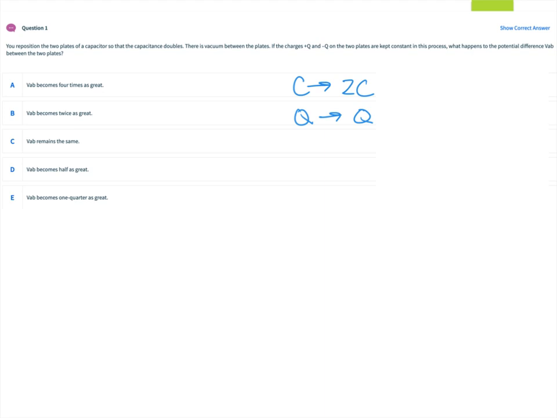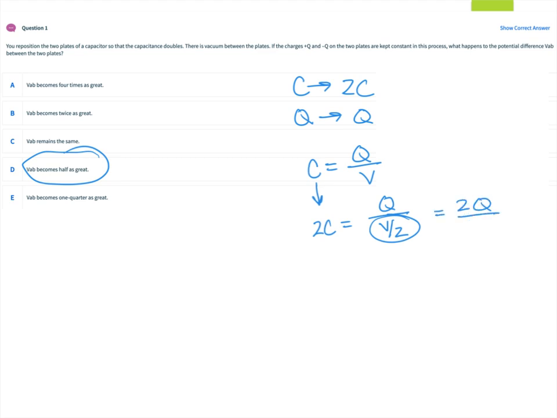So keeping in mind that capacitance is charge over voltage, if we have this go to 2C, but the Q is not going to change, the only thing that could change would be the potential difference. We would need the potential difference to be half as big in order to get the capacitance to double. And so that becomes our answer, because the 1/2 on the bottom, of course, the 2 will flip onto top and we'll get 2Q over V.